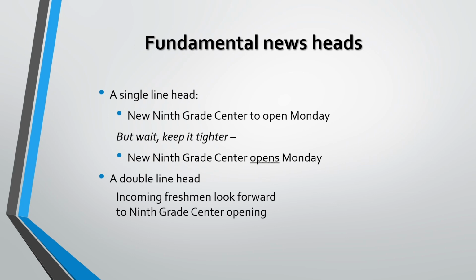So here's how some of these news heads work. A single line head: "New 9th grade center to open Monday." Plain and simple, easy to go. Remember, we want to keep it a little bit more active, so you want to keep it tighter. So we just changed it to say, "New 9th grade center opens Monday." Nice and easy, to the point. It tells the basic story. A double line head: "Incoming freshmen look forward to 9th grade center opening." Plain and simple, 2 lines, to the point.